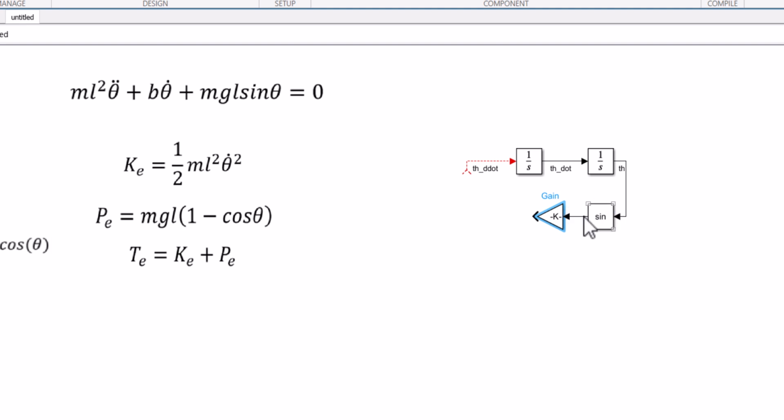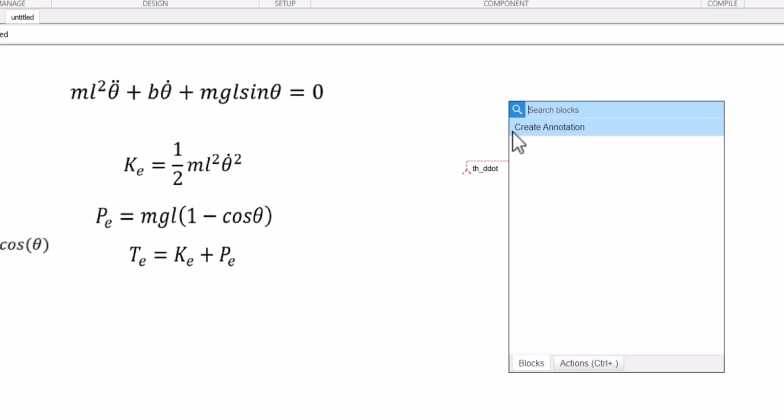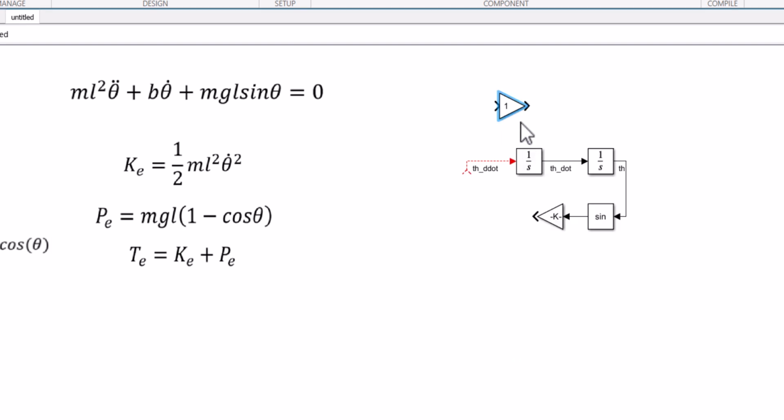Okay, so sine of theta is being multiplied with MGL. I'll get this term, and if I take it on the other side, it will have a minus sign. Additionally, I'll take this term B theta dot on the other side as well. So I can get B theta dot from here. All I have to do is multiply this theta dot with a gain whose value is B. So over here, I'll be getting B theta dot.